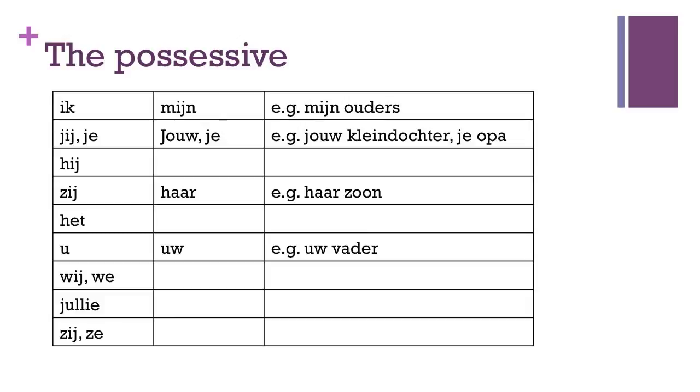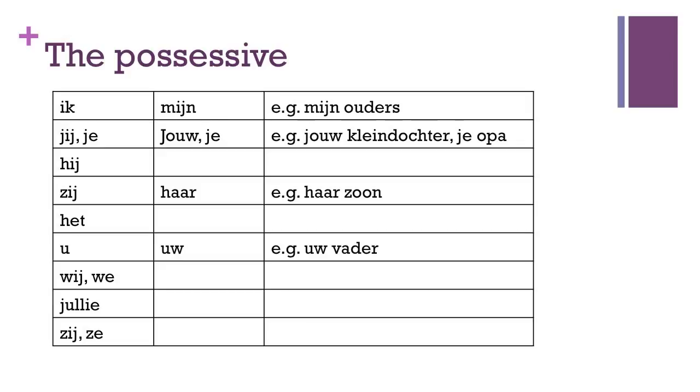Now we'll focus on the possessive pronouns. It's similar to the English possessive pronouns. Let's put the pronouns to the left. We've already seen some of the possessive pronouns. For ik, it's mijn. For example, mijn ouders, my parents.